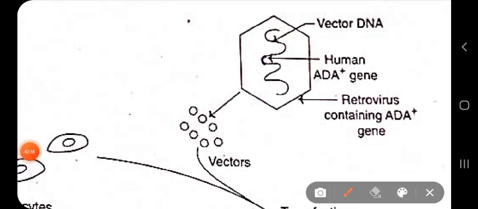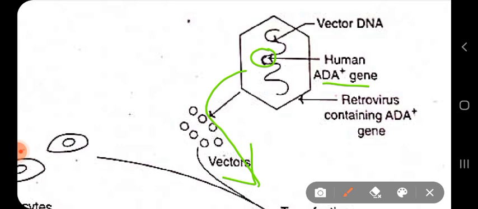Now within that viral DNA we have removed certain non-essential segments which are not required for viral replication, but in that place we have introduced the human ADA gene, and also a selectable marker gene for proper selection, so that after we have introduced this viral vector into the target cells, we can check which of the cells have the desirable vector or not.